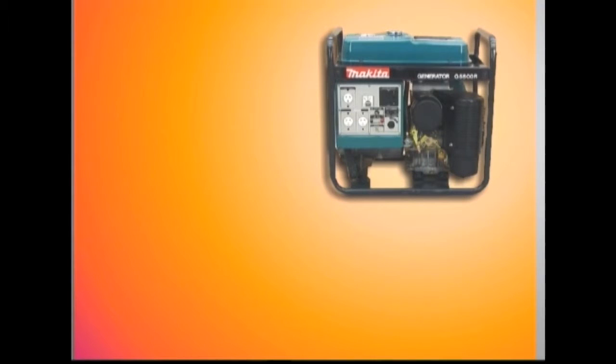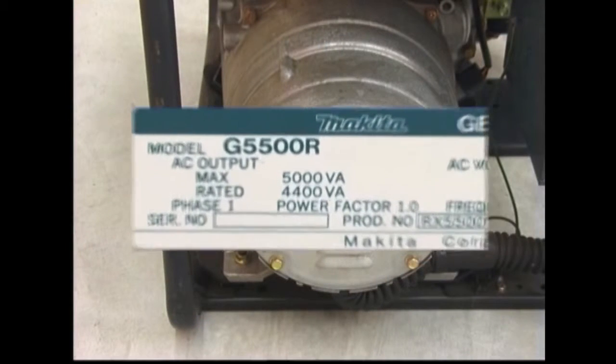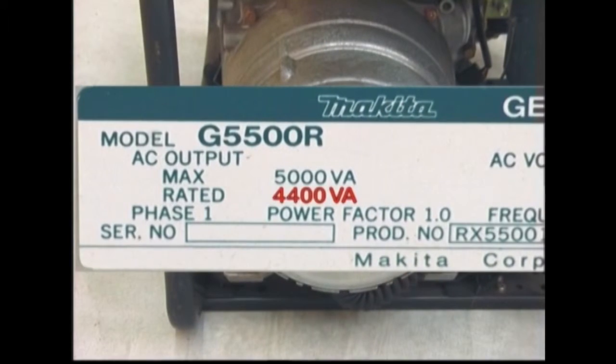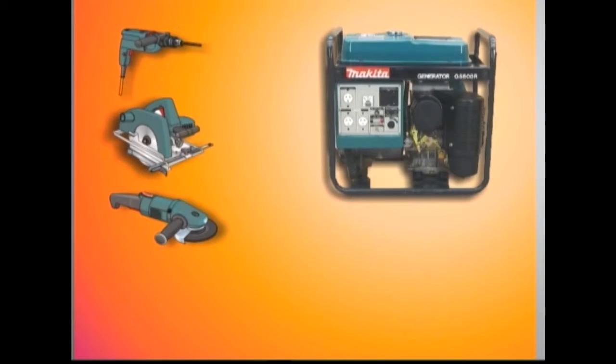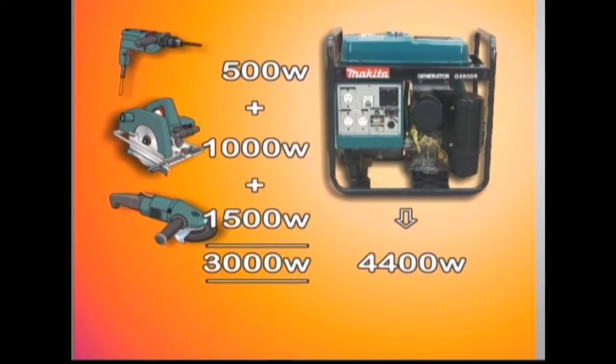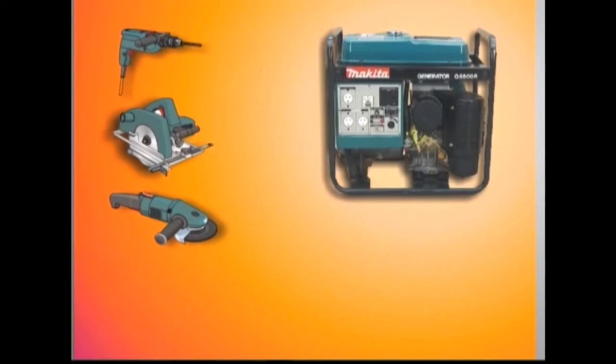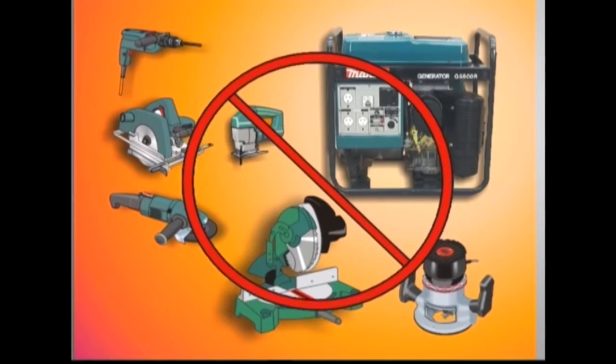To choose the correct generator, the number of tools to be used at any one time must be known. Generator output is expressed in volt-amps or watts. By adding up the wattage from the compliance plate on each tool, the combined wattage is calculated. A generator which exceeds this total is chosen. This allows a safe reserve of power. Tools exceeding generator capacity could result in damage to both generator and tools.